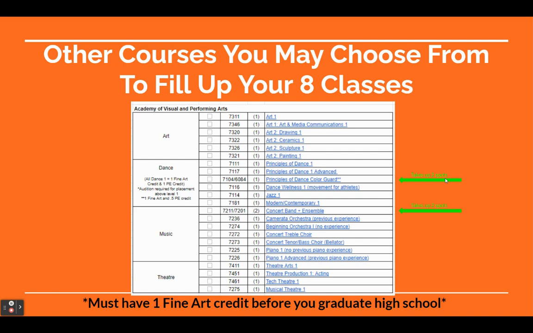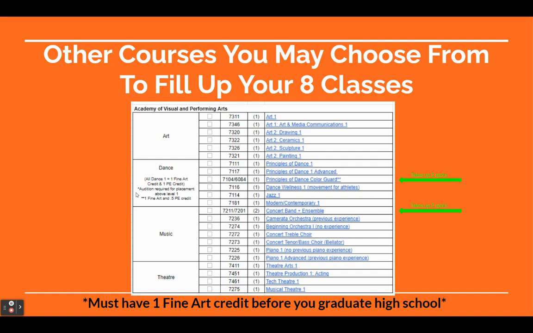Next, we have our dance courses. Principles of Dance is our intro to dance class. You will see this note over here. Every dance class you can take, not only do we give you a full fine art credit, we give you a full PE credit. It only takes up one class period, but we give you 2 credits. So this is a really good bang for your buck for fine art and PE.